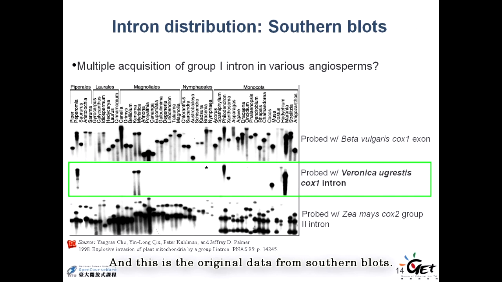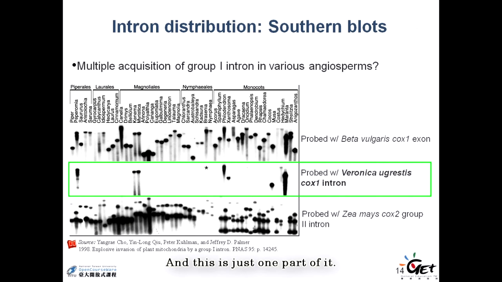This is the original data from Southern blot, and these are the different plant species. They used the COX-2 group 2 intron as a control, so every species is hybridized and the DNA is there. They also used the COX-1 exon and the COX-1 intron as different probes. COX-1 is present in all of the plant species here, but the intron is only present in some particular cases.